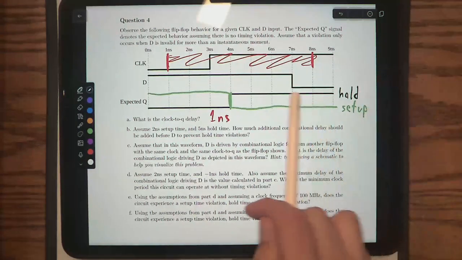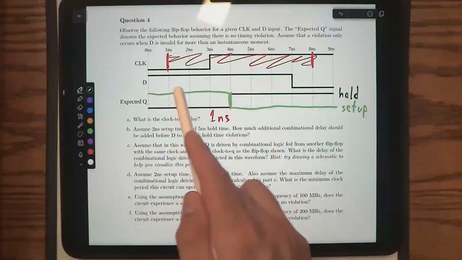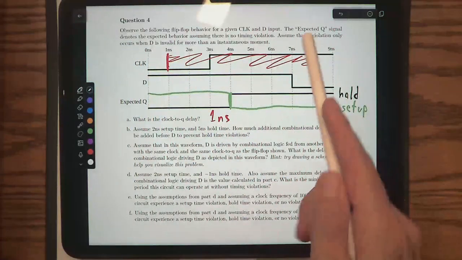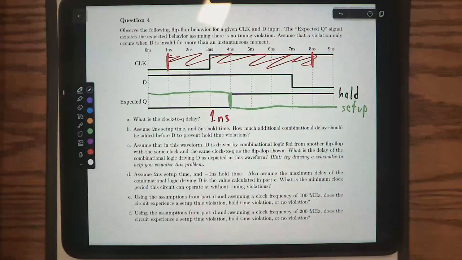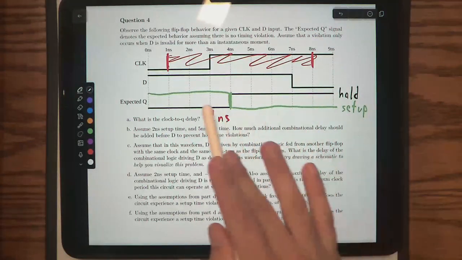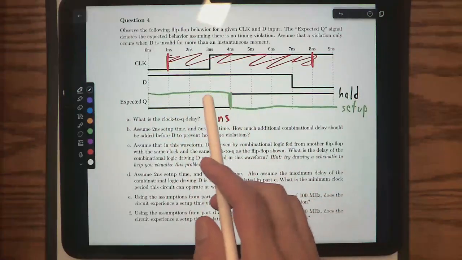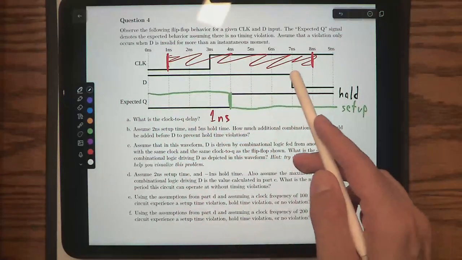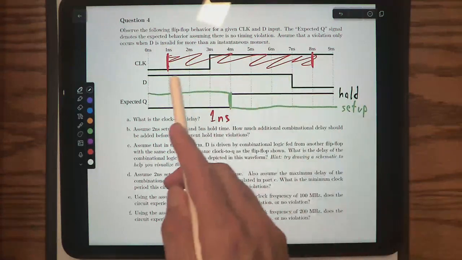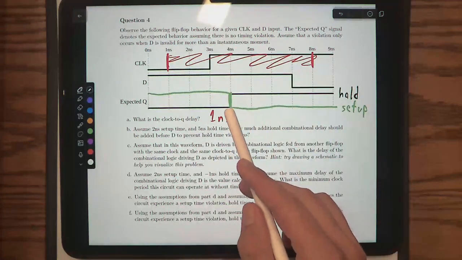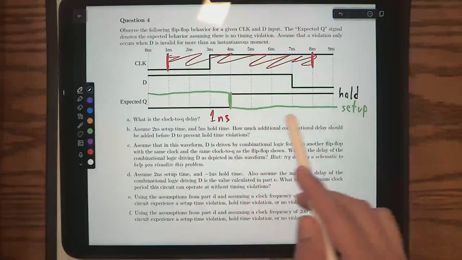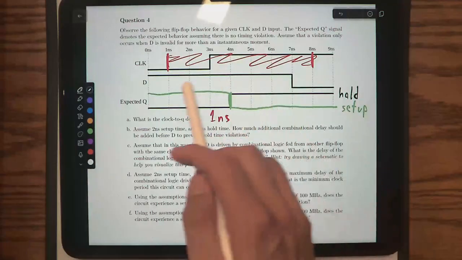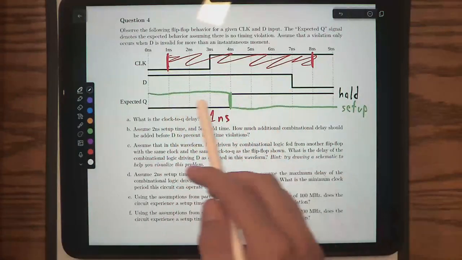Right, so we know that there is a violation because D changes in the middle of the timing aperture. But then we need to look at Q to figure out what type of violation occurred. If we were expecting Q to jump to 1, then we would know it's a hold time violation because it wasn't held at 1 the entire time. But if we wanted it to go down to 0, then we would know this is a setup violation because it was not set up at 0 early enough.